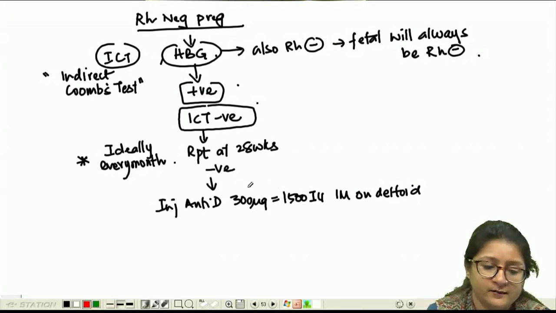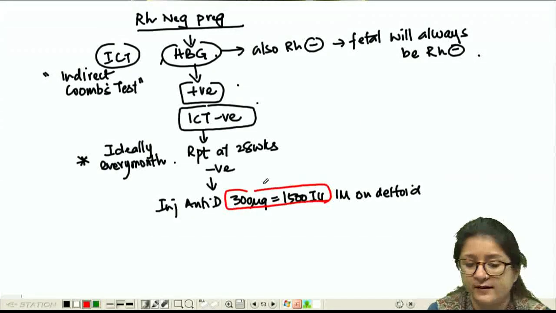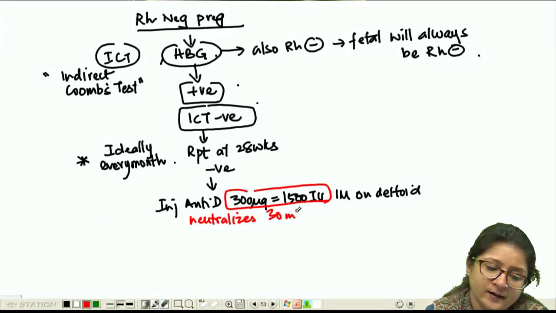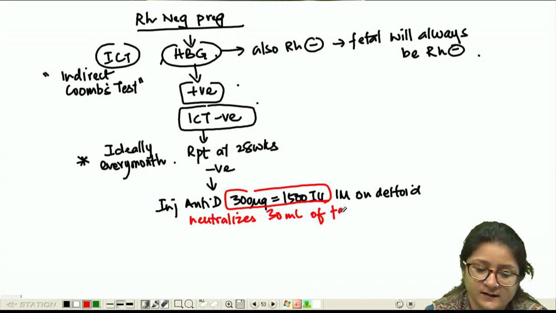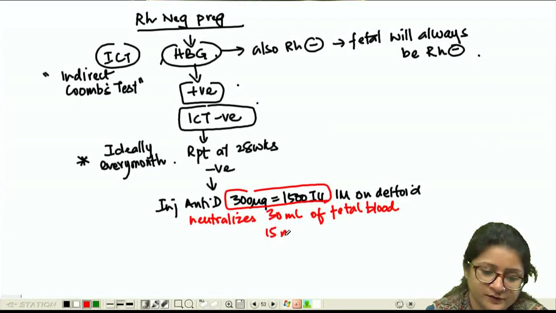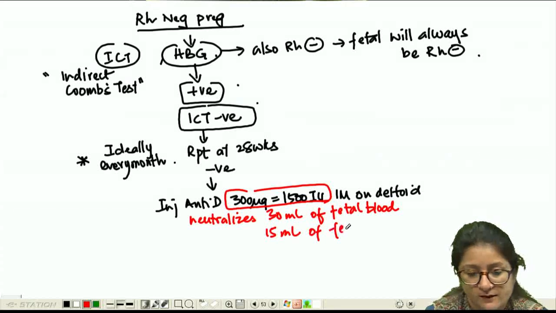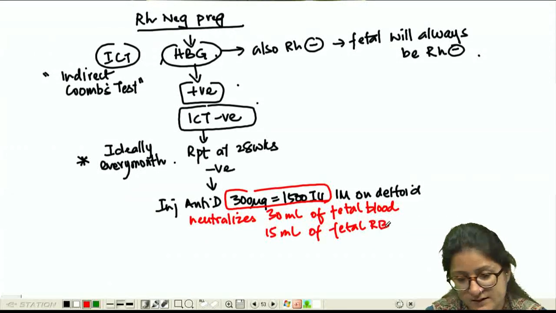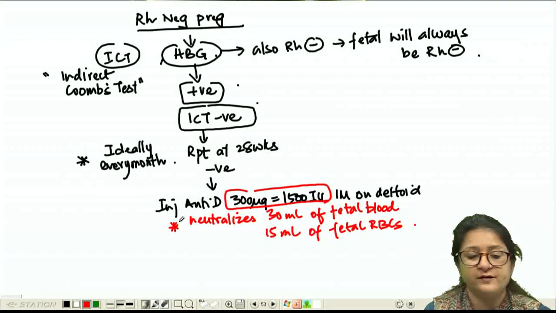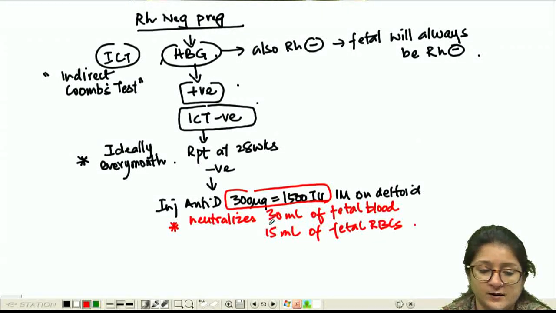Now this 300 microgram or 1500 international unit neutralizes 30 ml of fetal blood, or that is equivalent to 15 ml of fetal RBCs. This is an important point you have to remember, that it neutralizes 30 ml of fetal blood or 15 ml of fetal RBCs.